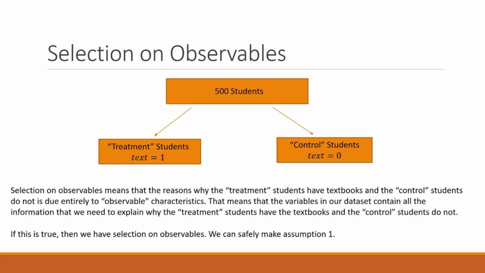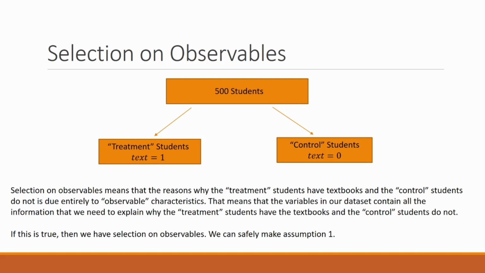If, however, we think that there are factors that we do not observe that affect whether or not a student has the textbook, if we think there are some variables that we do not observe that impact whether or not the student has the textbook, then we have selection on unobservables, in which case the assumption of the propensity score matching approach does not hold.